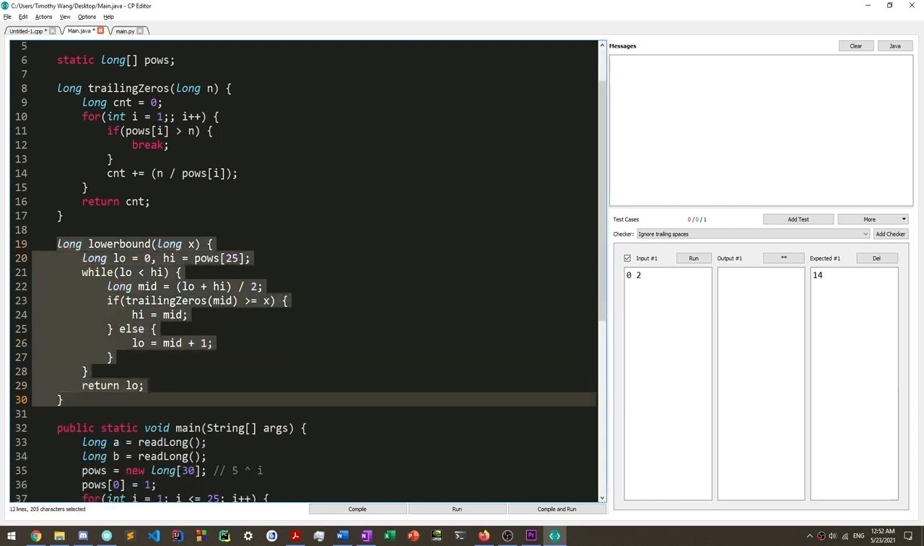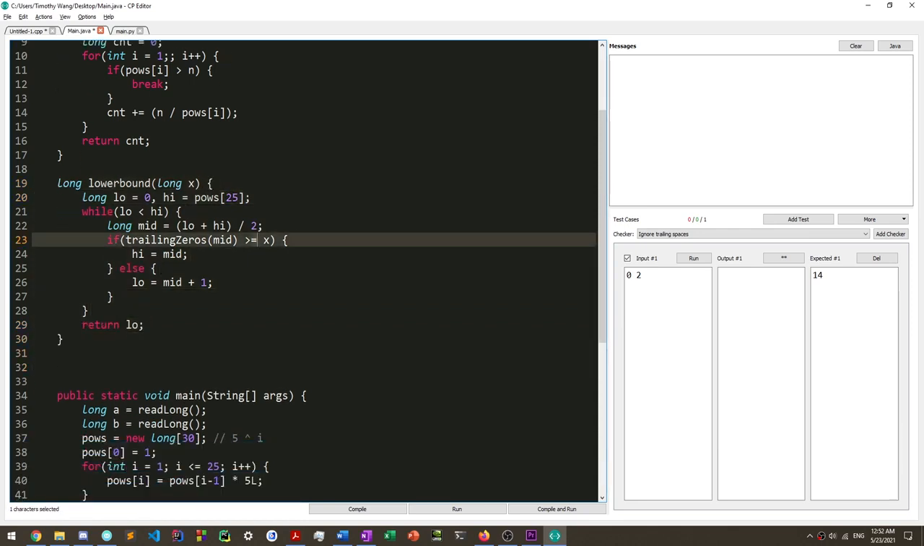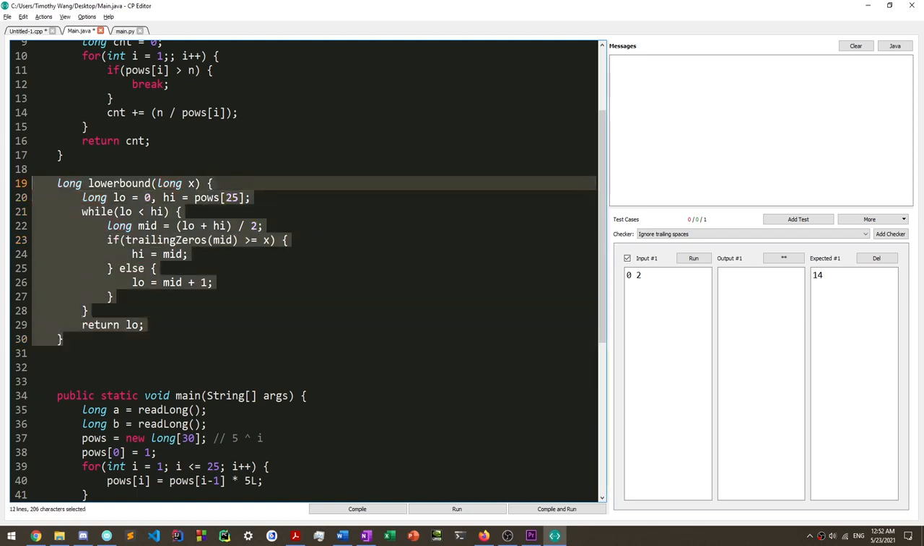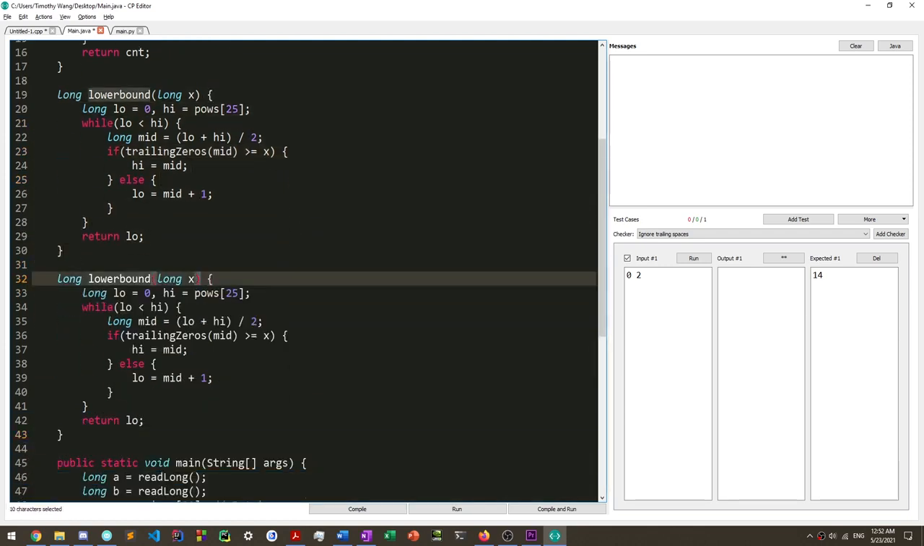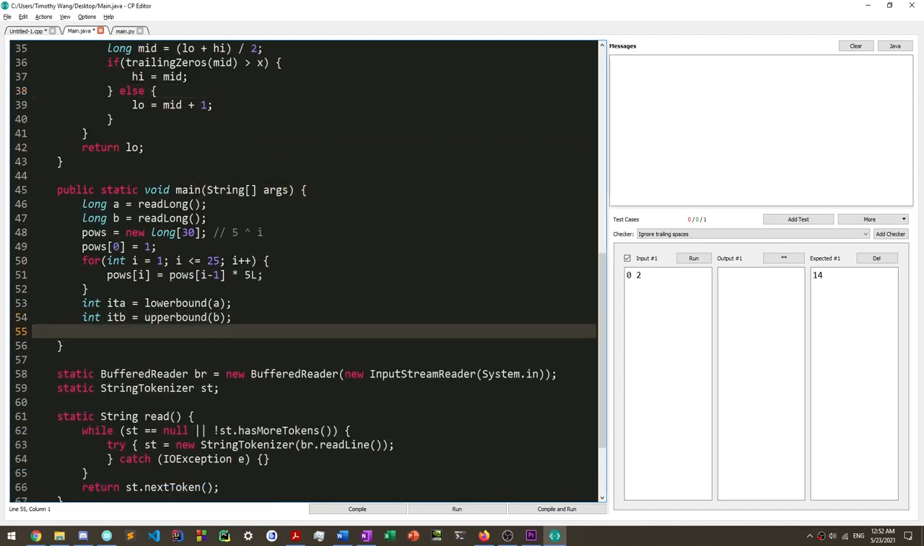We can do the exact same thing for our upper bound, and all we have to do is change this right here. So in fact, I'll copy this code, change this to upper bound, and change this to simply greater than. Okay, so from there, all we have to do is print out the number of numbers that have A trailing zeros to B trailing zeros, right? The number of trailing zeros is monotonic, so that's why we can do binary search on it.